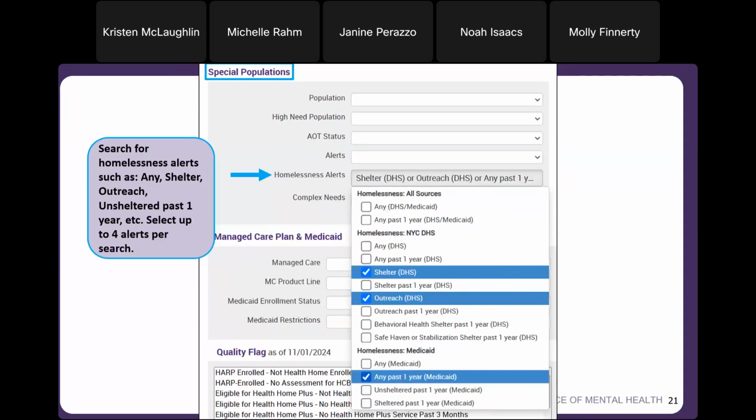And then next, we're talking about the homelessness alerts. These are specialized alerts that mix two different data sources. We have the New York City Department of Homeless Services that we are able to get information from, and we get Z codes from Medicaid billing that let us know if somebody indicated that this person had any history of unsheltered or sheltered homeless issues. That would be indicated in this dropdown here.